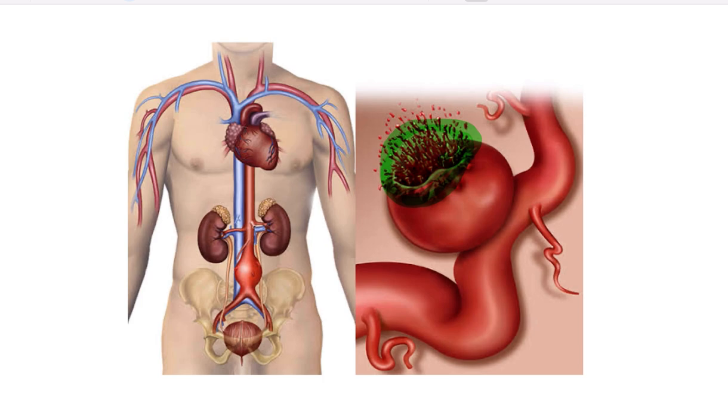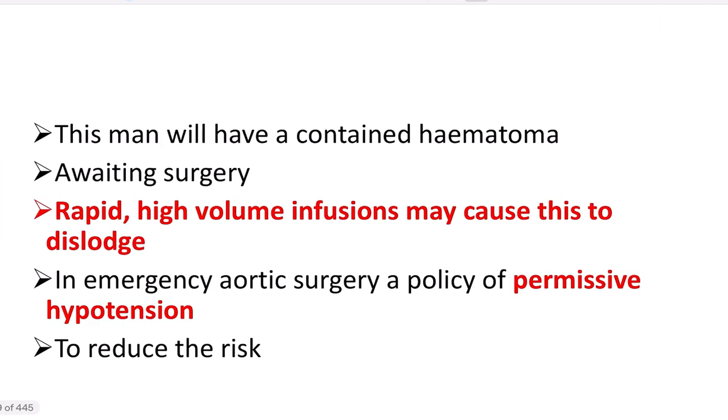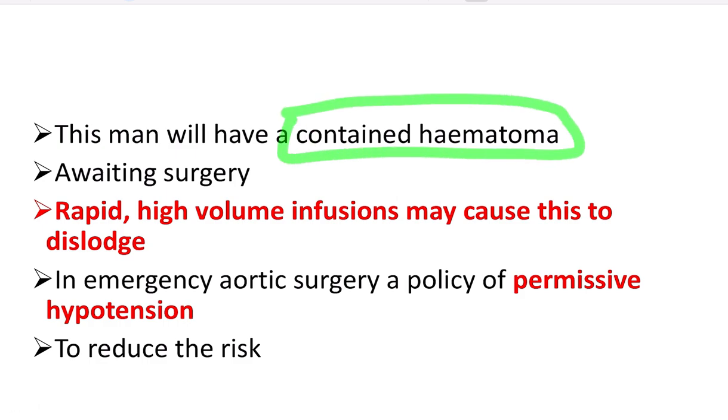So how do we have to give the fluid? We have to give fluid very cautiously to prevent the rupture of the thrombus. For this condition, we have to give fluid very slowly, in a very small amount. There is a contained hematoma. That means a rupture occurred, and at the rupture point hematoma formation occurs, and he is waiting for the surgery.